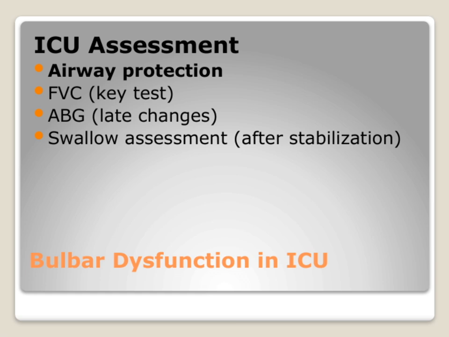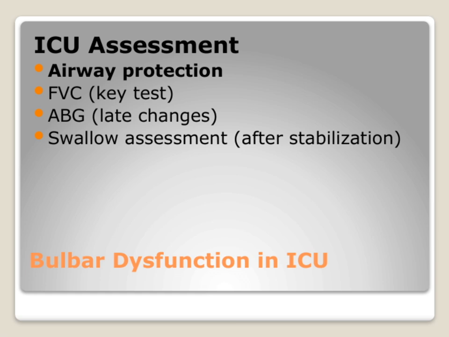Next, the forced vital capacity, or FVC, is a key test in this setting. It helps us assess the degree of respiratory muscle weakness and guides our decisions on ventilatory support. A declining FVC can indicate worsening bulbar or respiratory function, so close monitoring is essential. We also rely on arterial blood gases, or ABGs, but typically these are more informative in late changes. They help us evaluate gas exchange and identify hypoventilation or hypercapnia, which can develop as respiratory muscles weaken.